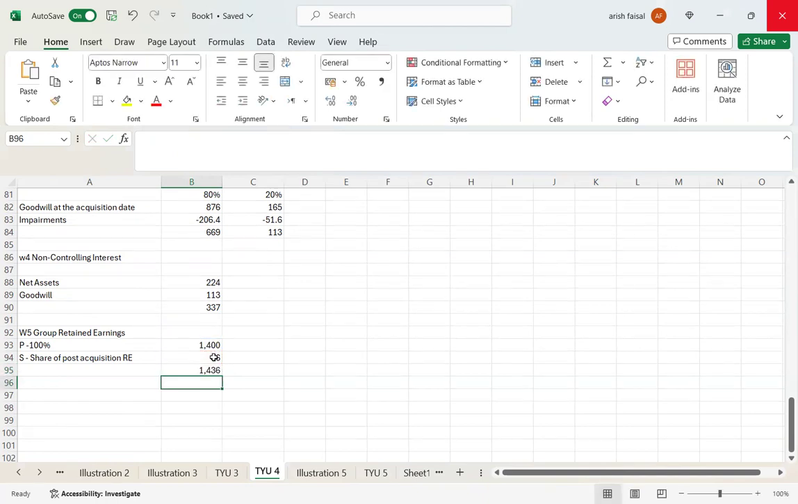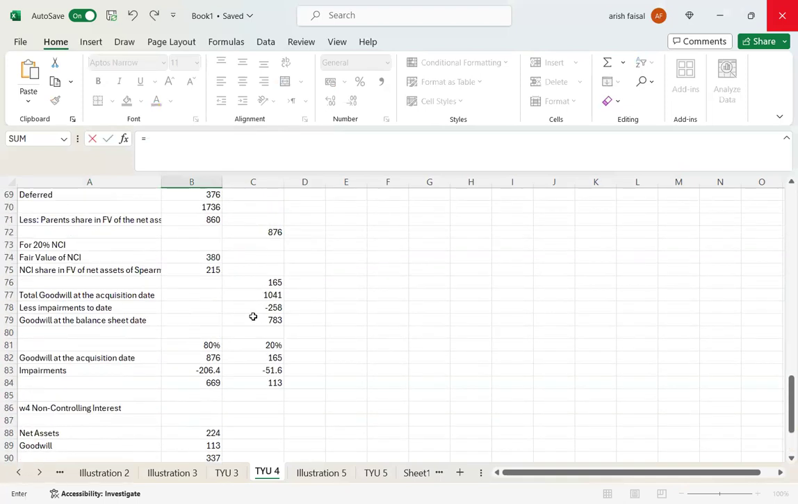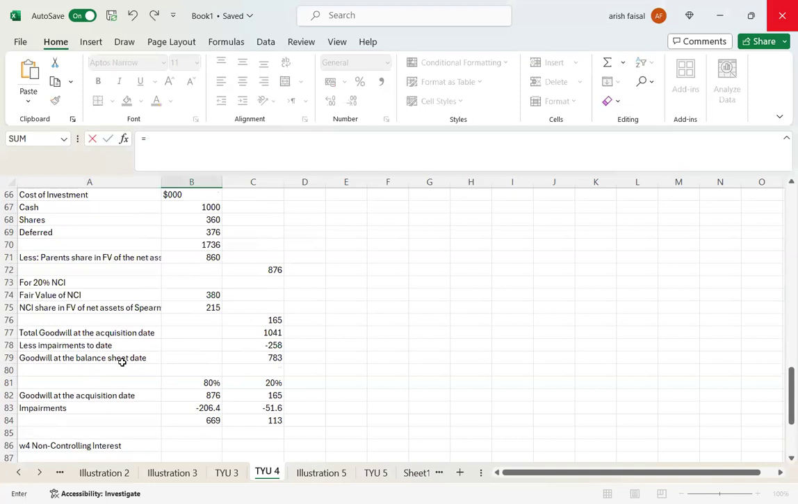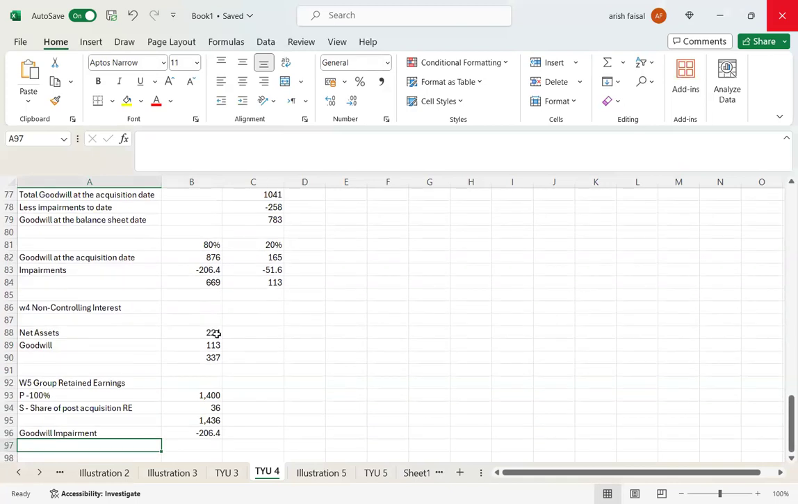But here comes the new part. There are two things which you need to adjust from the group retained earnings. The first one is obviously the goodwill impairment, which is your share, I mean, the parent's share in that case. We already did it, which is 206.4. That's the first thing which you need to adjust.